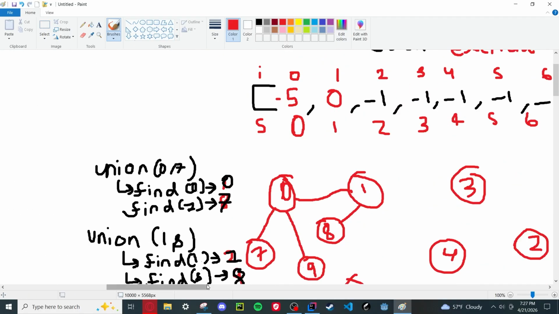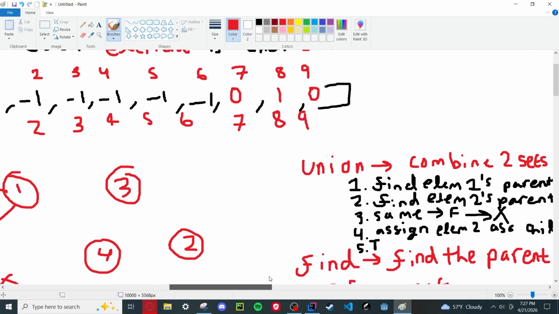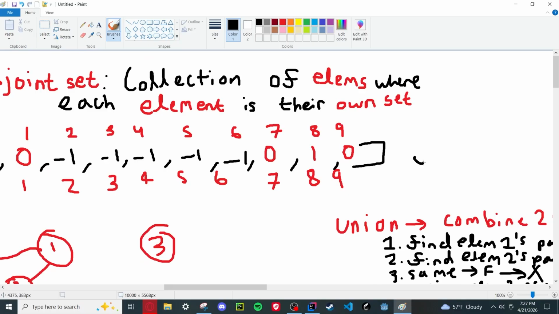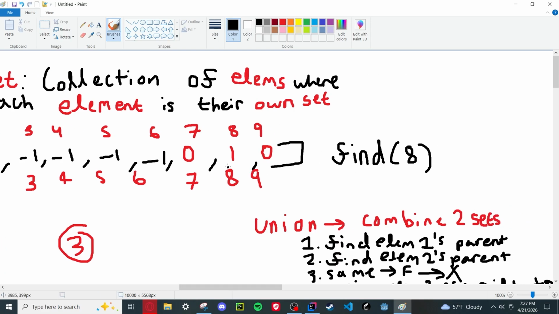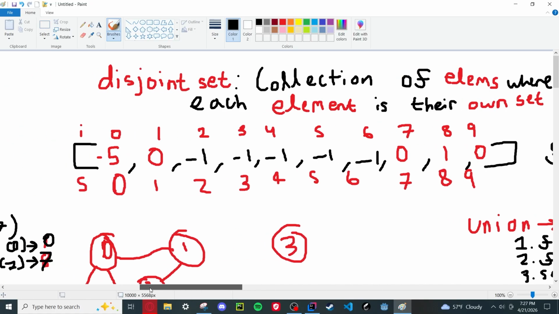So this is union. We understand union, we sort of understand find, right? There's one more thing I want to talk about with find in particular, which is compression. So if we do find of 8, what will that do? Well, it'll go to 8, which is at 1, it just points to 1, and go to 1, which points to 0, and go to 0, it's -5, so that means we found it, right?